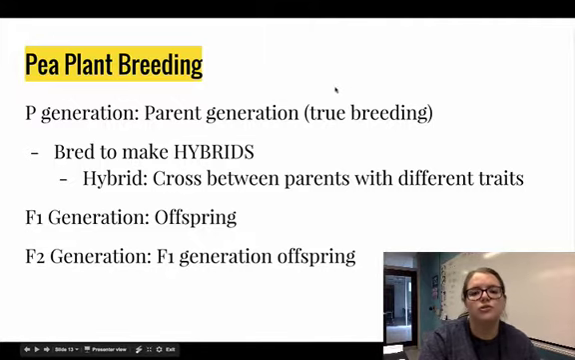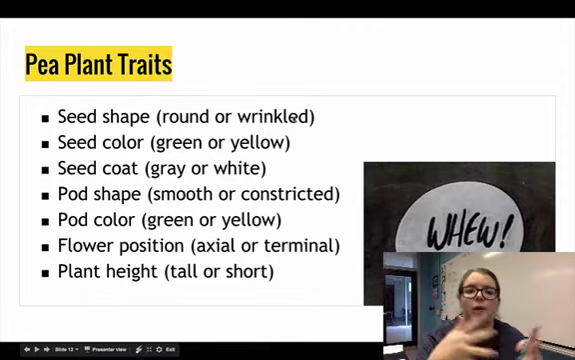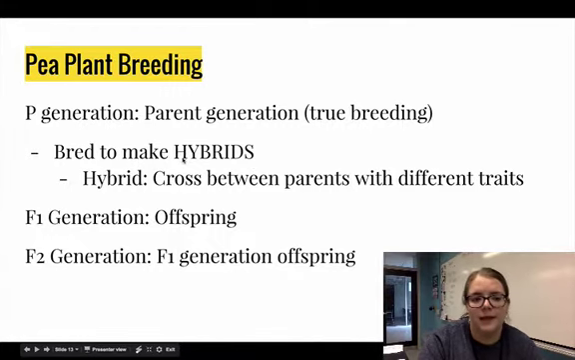All right, so he started with his P generation, which stands for the parent generation, those were those true breeding plants. And he bred them to make hybrids. So he crossed parents to get different traits. So for example, he would take a plant that always made round seeds and a plant that always made wrinkled seeds, and he would cross them. So he would pollinate them to see their offspring. So that was his P generation, right? He crossed them to get the F1 generation. So the F1 generation is the babies, right, of the P generation, and those are those hybrids.